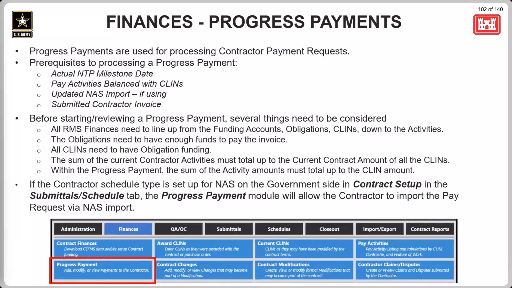Okay, so as most of you already know, this is just some basic information that needs to be known or completed before payments can begin. If the contractor schedule type is set up for a network analysis schedule on the government side in contract setup, the progress payment module will allow the contractor to import a pay request via a schedule import.